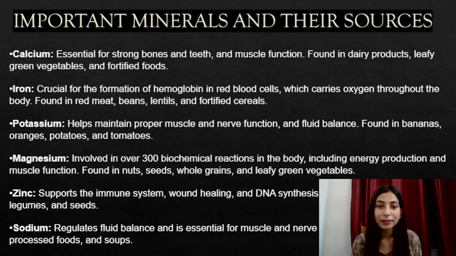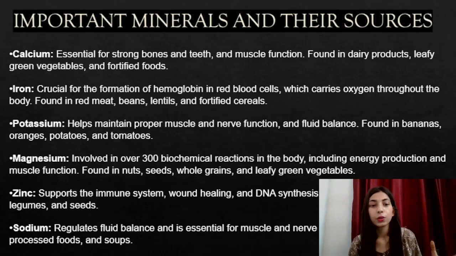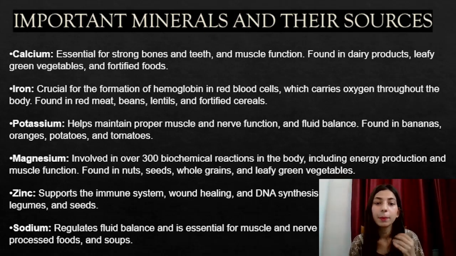Iron. Iron is crucial for the formation of hemoglobin in red blood cells. Now, what is hemoglobin? Hemoglobin is basically a protein which is found in red blood cells. And what is the function of hemoglobin? It carries oxygen throughout the body. So, a very important function. And what mineral forms this protein? Iron. So, iron is found in red meat, beans, lentils, and fortified cereals.